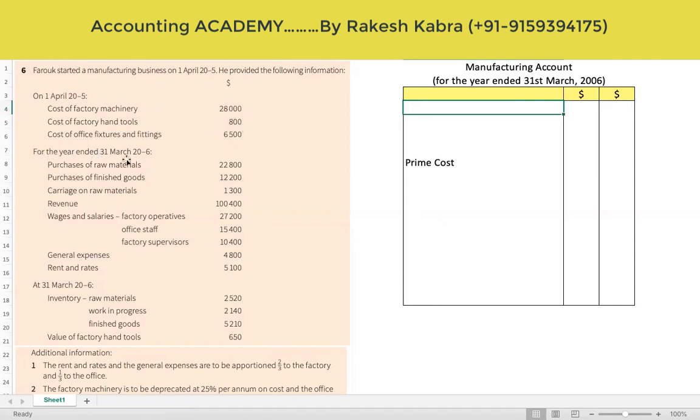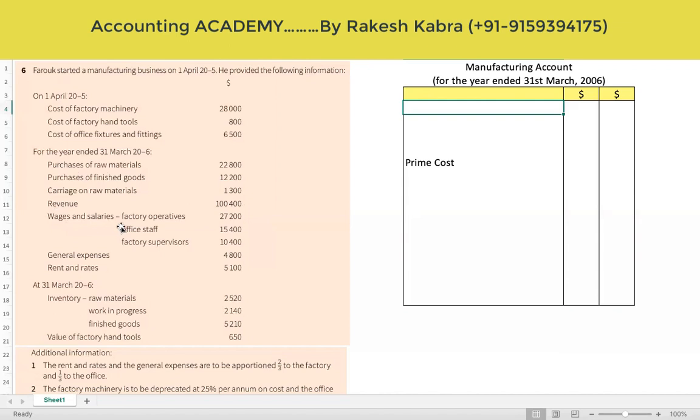Now, during the year what happened? We purchased raw material. We purchased some of the finished goods also. While buying the raw material, we paid carriage also. Then we sold goods. After manufacturing, we sold the goods, and the revenue is $100,400, right?